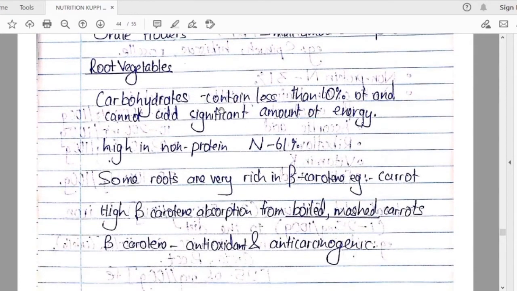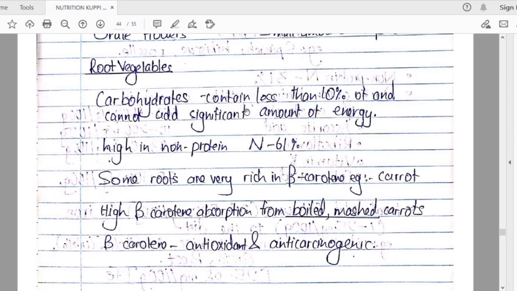Root vegetables gattama root vegetables are carbohydrate containing and they contain less than 10% of and cannot add significant amount of energy. Etukota me root vegetables wala wadiya carbohydrates nathi nisa ewa significant amount of energy villa kila ganna ba. They are high in non-protein nitrogen, 61%. See, it's a hatekak. Non-protein nitrogen, root vegetables will be.